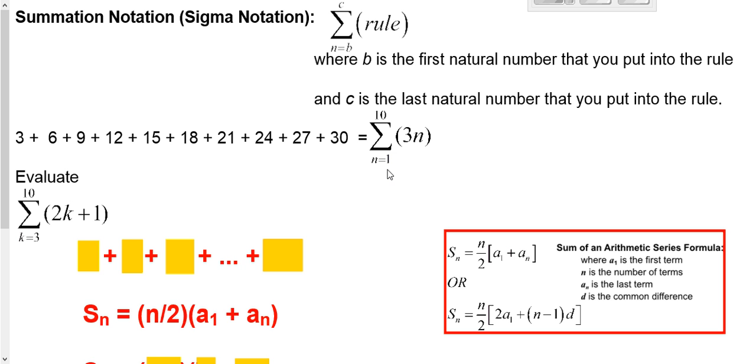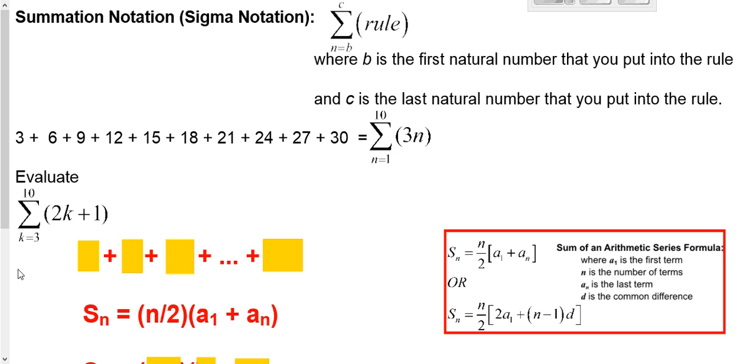Now, if we were working this out, we'd take 1, plug into our rule, we would get the 3. This funny looking E means series or sum, so we've got to put plus. Then you plug in the next number up from 1, which is 2, plug 2 into your rule, and you would get 6. Then you plug in the next number up from 2, which is 3, plug 3 into your rule, and you get 9. And you could write it out that way.